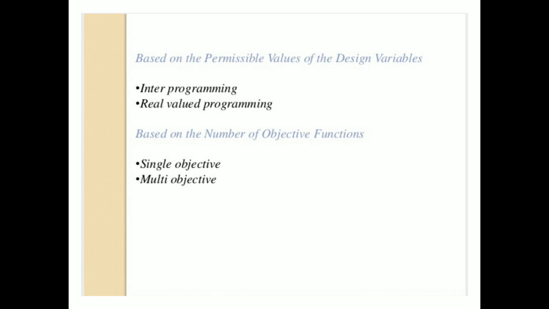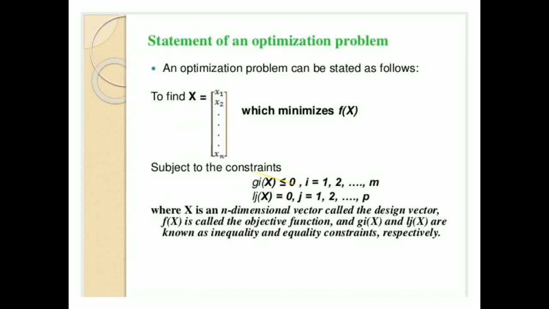A multi-objective programming problem can be stated where there will be a number of f(x). Here in the single objective problem we have only one f(x). When there are many objective functions like f1(x), f2(x), f3(x), then that type of problem is called a multi-objective programming problem, where f1, f2, up to fk(x), all the objective functions are to be minimized simultaneously.